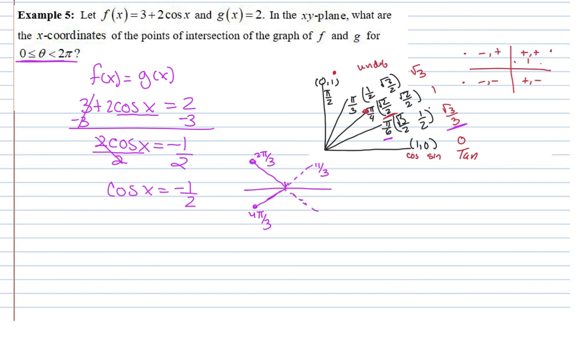Okay, so that means, since they only want the answers between 0 and 2 pi, that means only one time around. That means my answers are just going to be 2 pi over 3 and 4 pi over 3, since they don't want all the possible answers. They just want all the answers in this domain. So those are one of my restrictions.